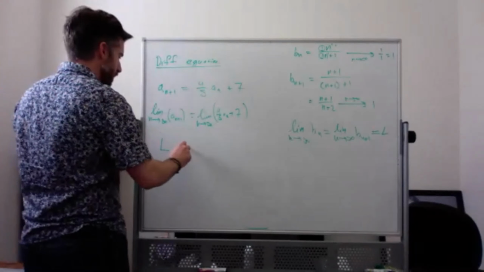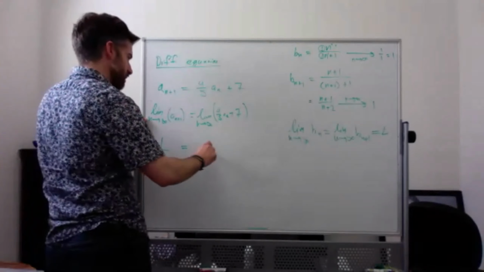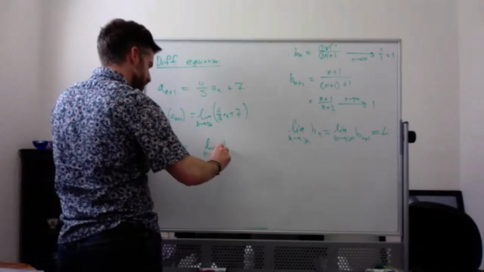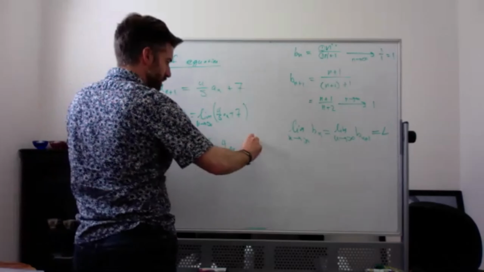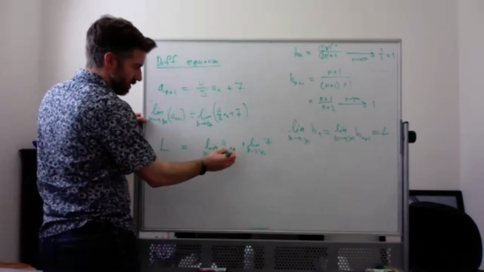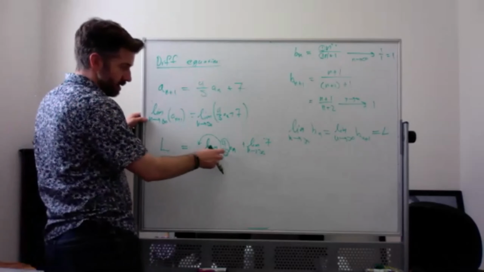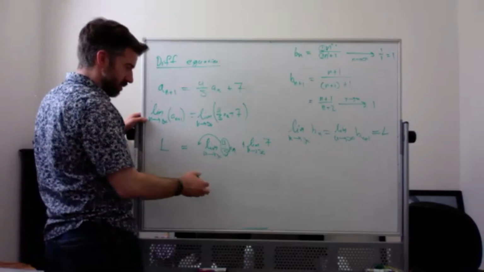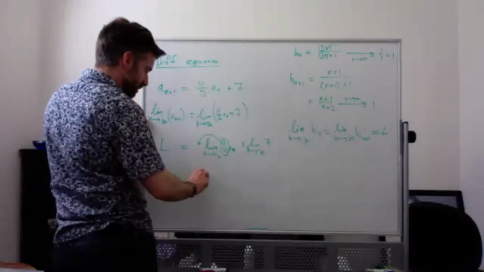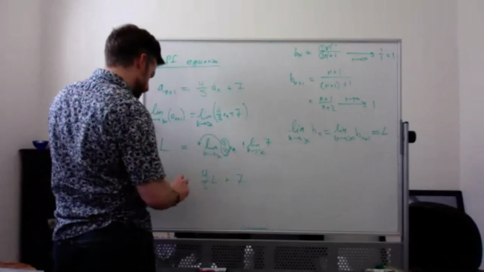And the limit of this, I can use my limit rules and say, well, the limit of 4/5 a sub n plus 7 is the limit of this plus the limit of that. Right, using the limit of the sum is the sum of the limits. And I'm going to bring this 4/5 that's a constant out in front. That's one of the rules as well. The limit of a constant times a sequence is the constant times the limit of the sequence. And then I'm going to write this as 4/5 times, well, the limit of a sub n is L. It's going to be 4/5 L plus the limit of a constant, which is just the constant.